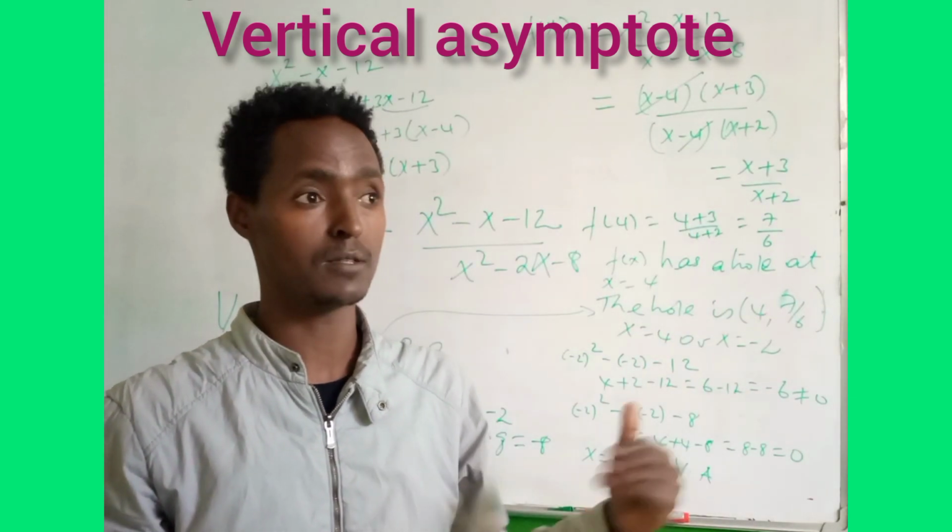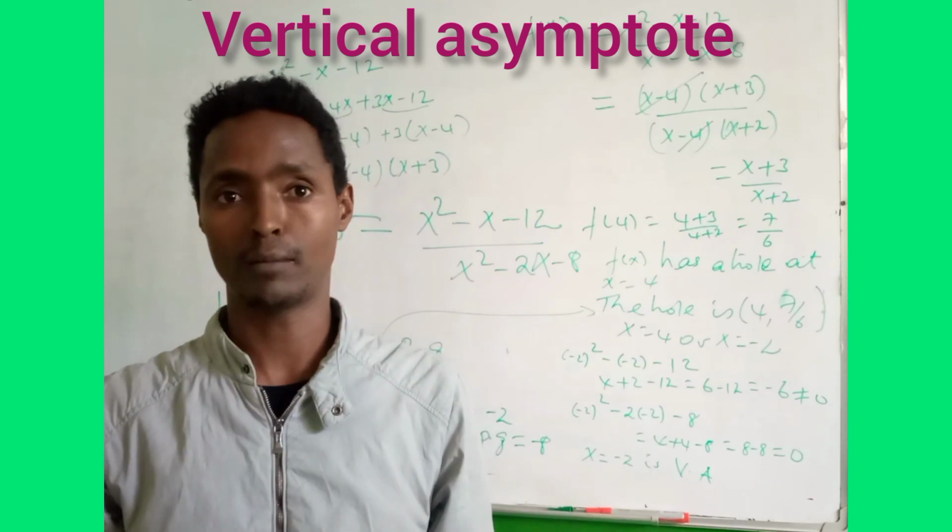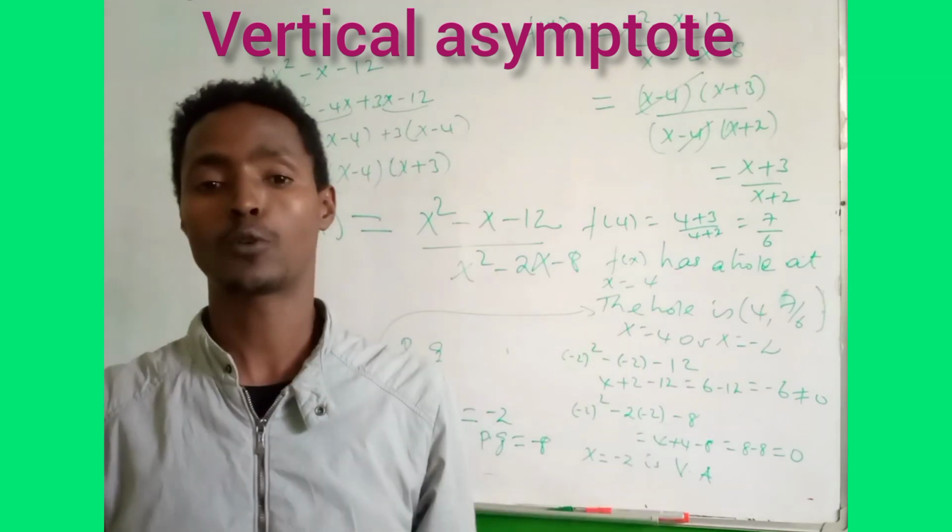What comes next is the horizontal asymptote. Let me find the horizontal asymptote of this.